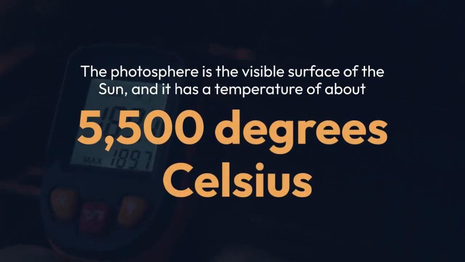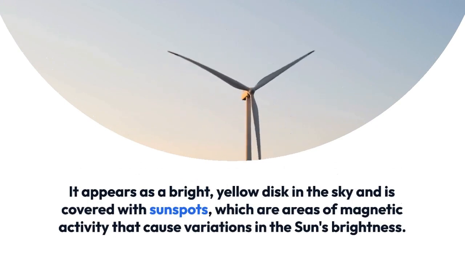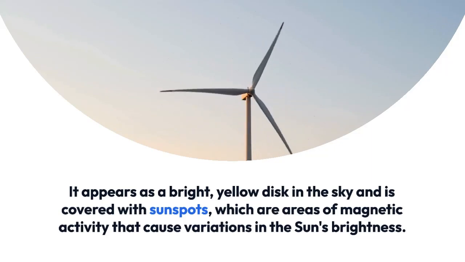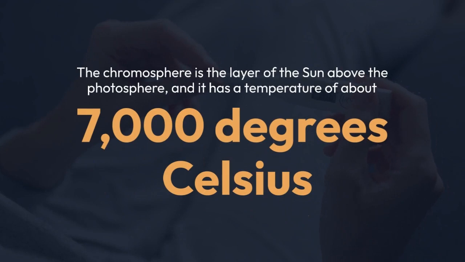5,500 degrees Celsius. It appears as a bright, yellow disk in the sky and is covered with sunspots, which are areas of magnetic activity that cause variations in the Sun's brightness. The chromosphere is the layer of the Sun above the photosphere, and it has a temperature of about 7,000 degrees Celsius. It is visible during solar eclipses as a red ring around the Sun.